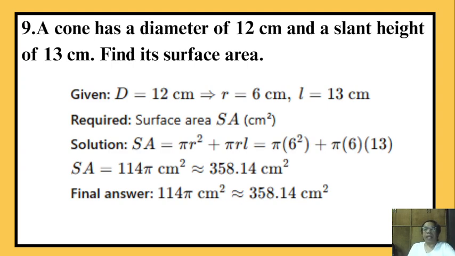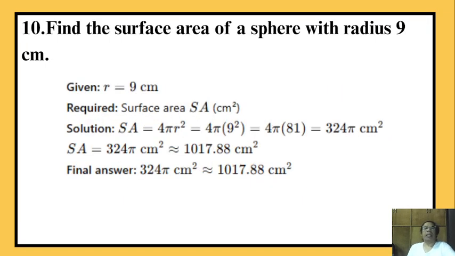So surface area is equal to pi r squared plus pi r l. Substitute the given data. The final answer is 114 pi centimeters squared, approximately equal to 358.14 centimeters squared. Number 10. Find the surface area of a sphere with radius 9 centimeters.